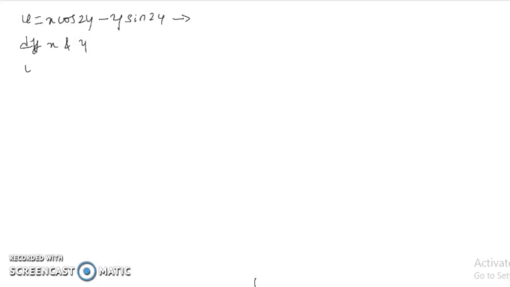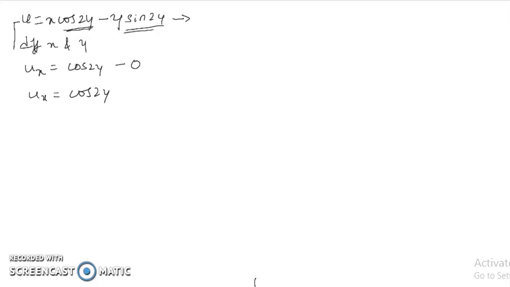So what we are going to get, u subscript x. With respect to x I am differentiating, so I have to keep this cos 2y as it is. Differentiation of x is going to be 1, so cos 2y minus, here we don't have any x term, so this differentiation is going to be 0. So u subscript x is equal to cos 2y.